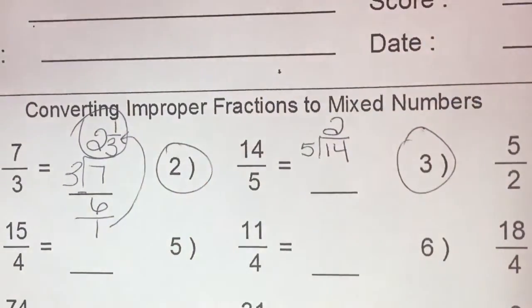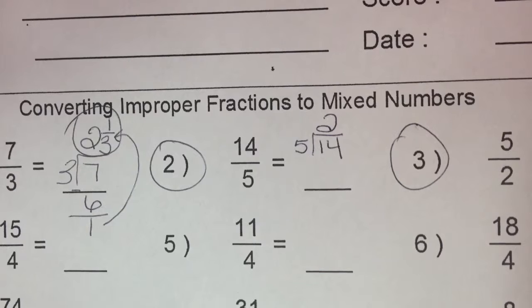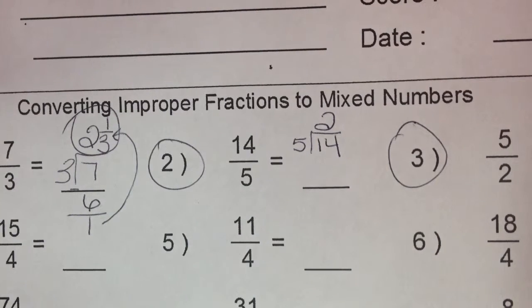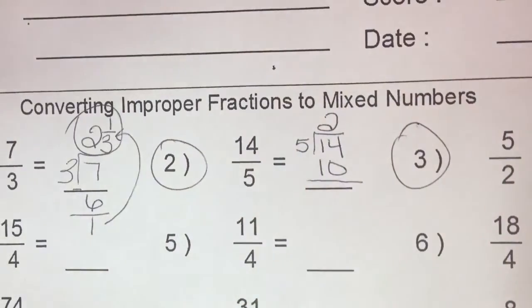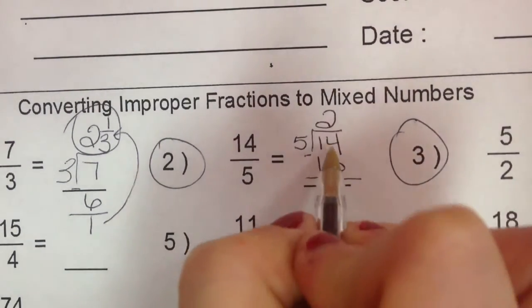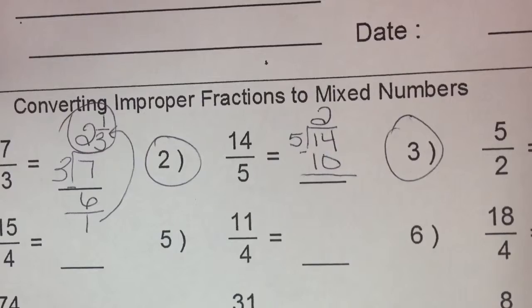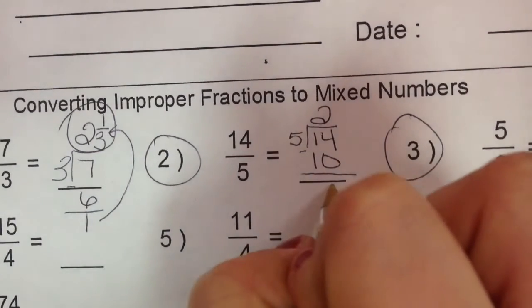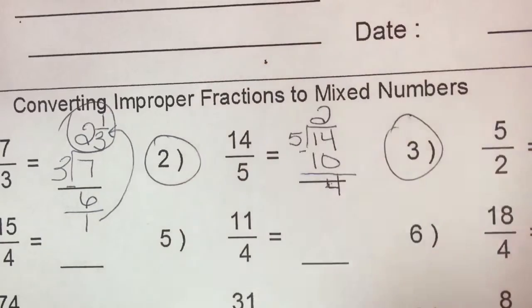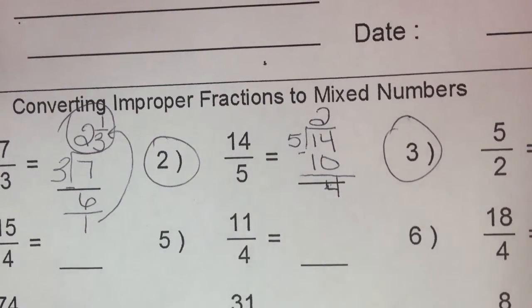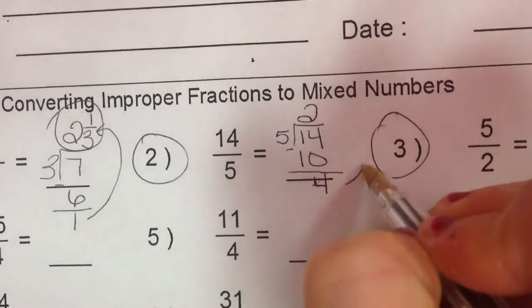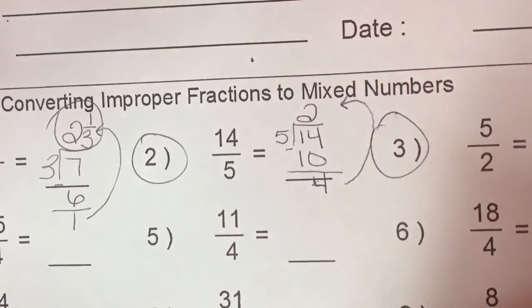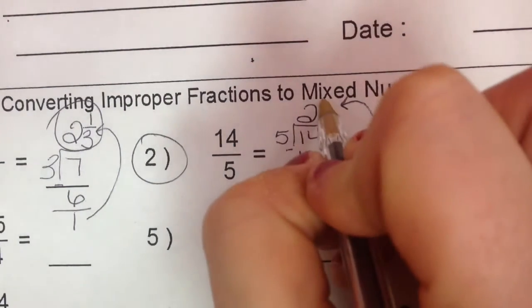2 times. So now what is 5 times 2? 10. Then we have to draw our equal bar. So now we have to subtract 14 from 10. 4. Now does 5 go into 4? No. So we have to drag the 4 to the top of the division bar. So our answer is 2 and 4/5.